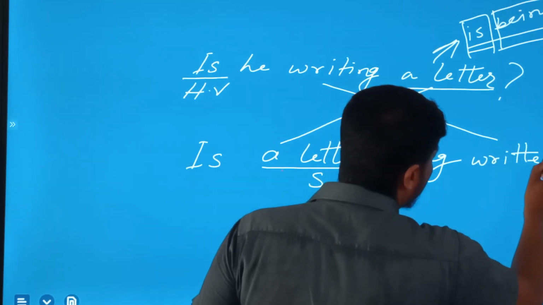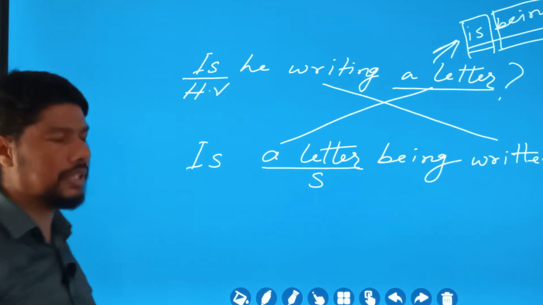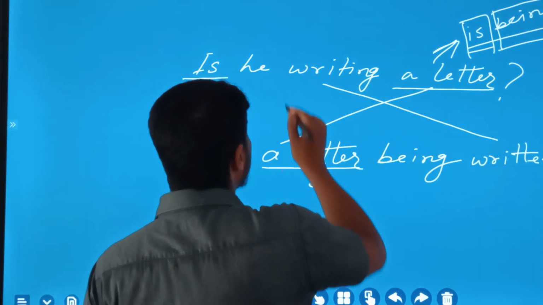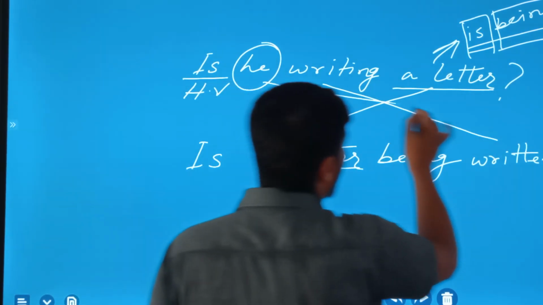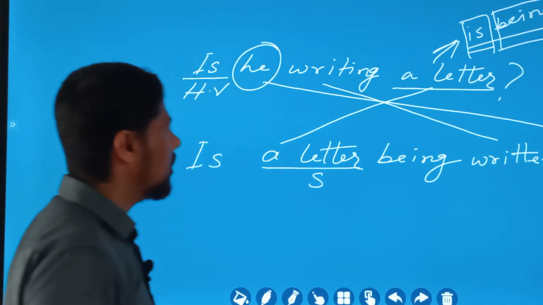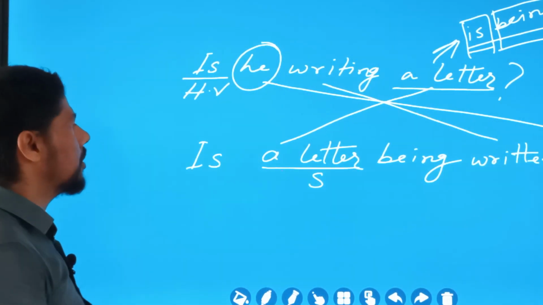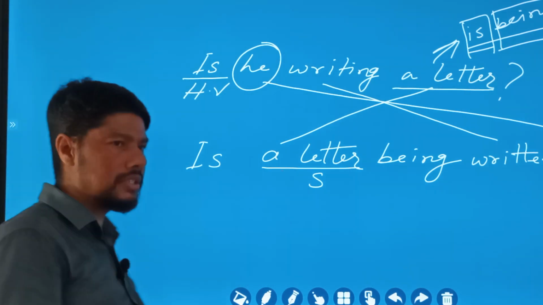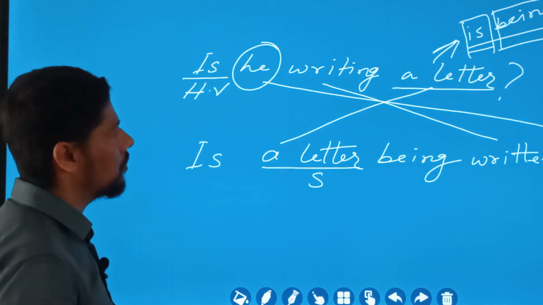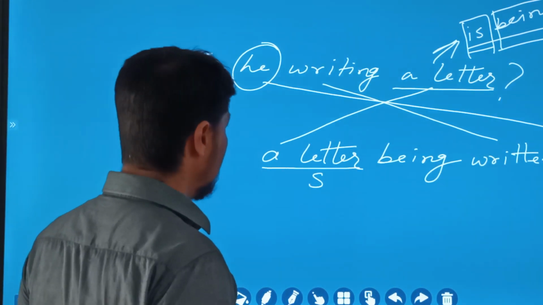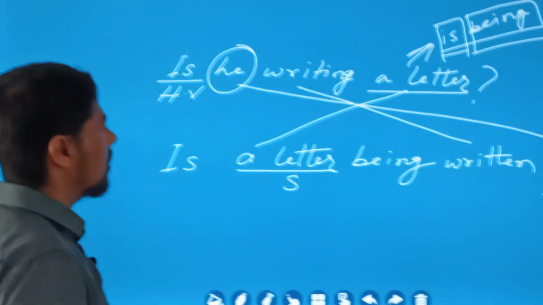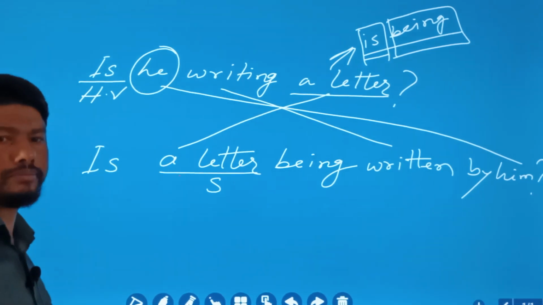So here the verb 3 form of writing is written. So now we have to take a preposition, and finally the subject will be the object of the passive voice, and then the note of interrogation. So in this way we have to make the passive voice of an interrogative sentence. If we find continuous tense or perfect tense, then we have to remember one thing: perfect tense and continuous tense will take two auxiliary verbs in passive voice.